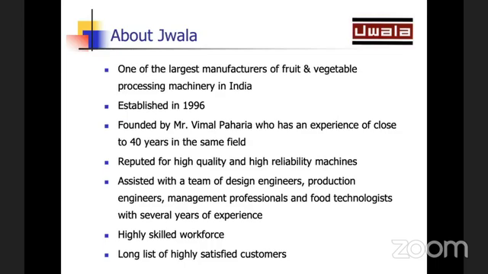We'll briefly talk about my company now. My company name is Jwala Techno Engineering Private Limited. We are one of the largest players when it comes to fruits and vegetable processing in India. We are a 25-year-old company. We started in 96. We're more than 25 years old now. It was started by my father, Mr. Paharia, who has an experience of close to 45 years now in this line.